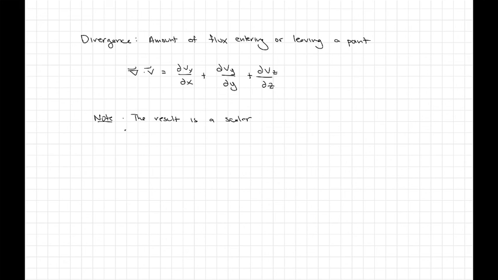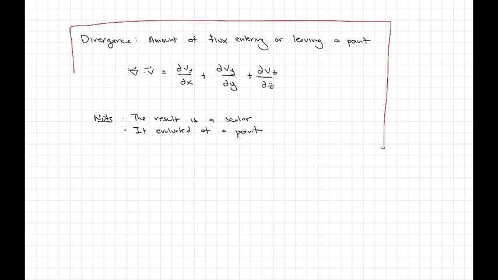And it's also important to note that this is evaluated at a point, okay? So the result could be a function of x, y, and z, if the divergence of a field is not uniform, but you would just plug in values for x, y, and z to figure out what the divergence is at a particular point. Okay, so the next thing I'm going to do is show you how to calculate the divergence with Mathematica.